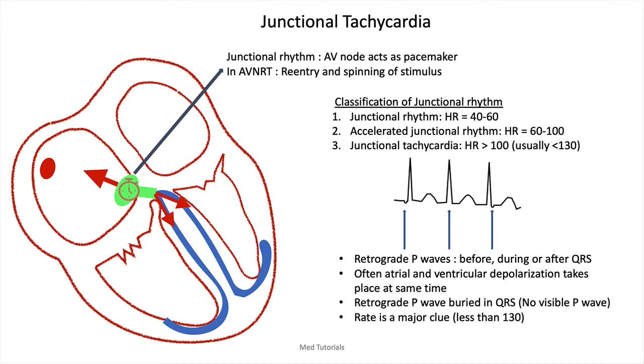Now, as I said earlier, the rate is a major clue. Junctional tachycardia never goes above 130, and that's a major clue in narrow complex tachycardia to differentiate it from other tachycardia, other PSVTs.